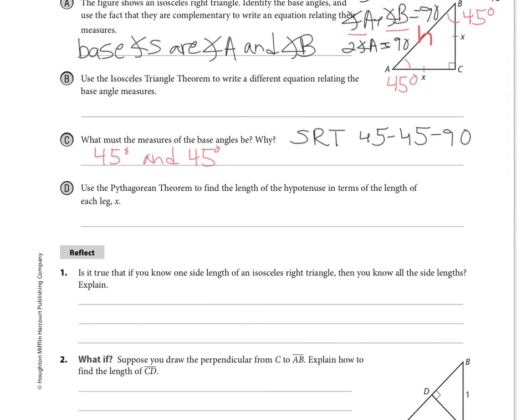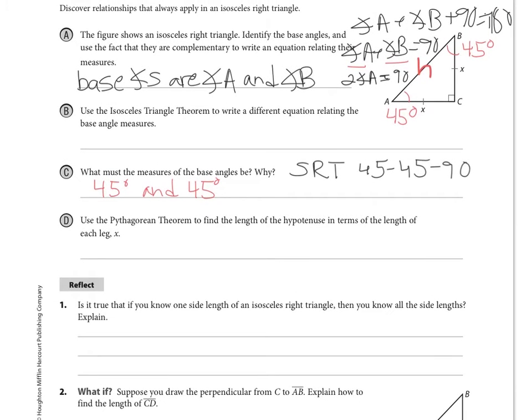we're asked to use the Pythagorean theorem to figure out the length of the hypotenuse in terms of the length of each leg. So let's use that. If we said leg squared, or x squared, plus leg squared, or another x squared, is going to equal the hypotenuse squared, and we'll go ahead and keep that as h. Then let's see if we can simplify. X squared plus x squared is, of course, 2x squared.